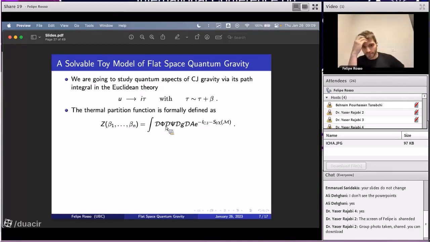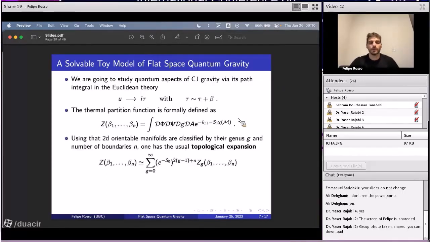And what we're going to be interested in computing is the thermal partition function, that formally speaking is just given by the integral, the path integral over all the fields, weighted by the action, okay? Where here I have singled out this Euler characteristic term that is weighted by S naught, okay?